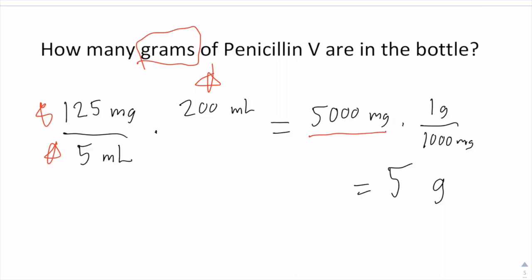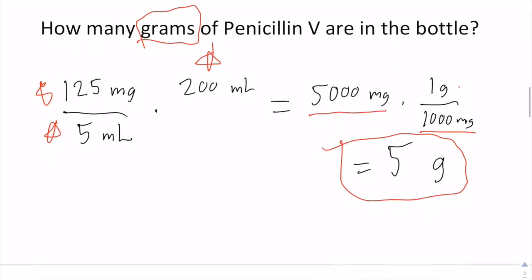So you're going to have to know your conversion. You're going to have to know there's 1,000 milligrams in 1 gram. So dimensional analysis is probably the easiest way to solve these types of problems. So you're going to just divide 5,000 by 1,000, and you're going to get your answer of 5 grams of total penicillin.